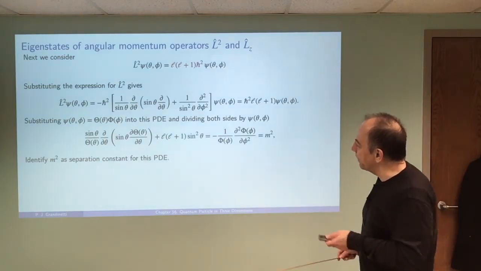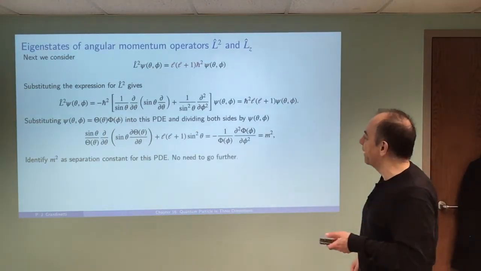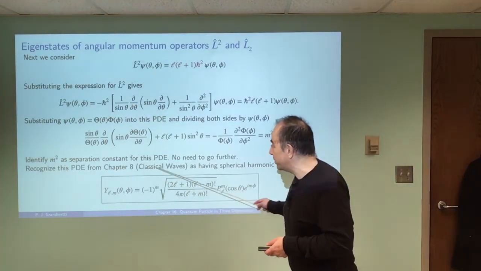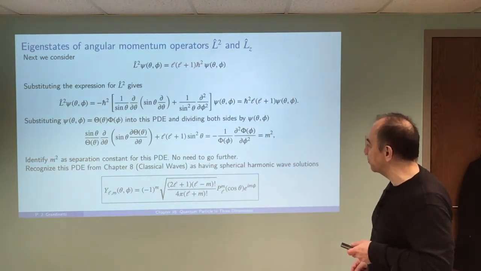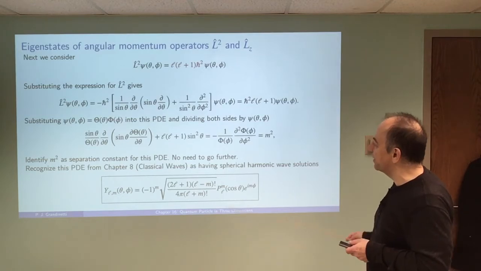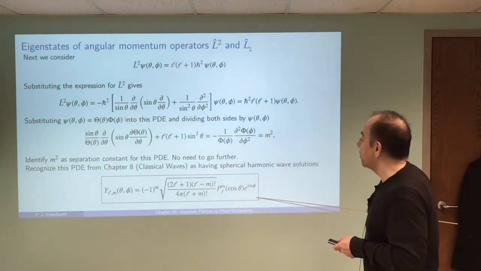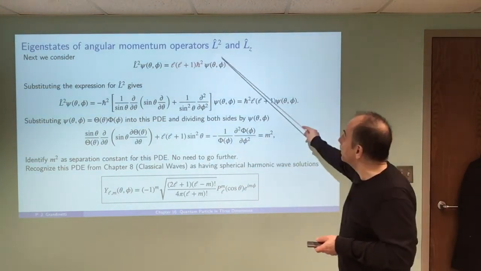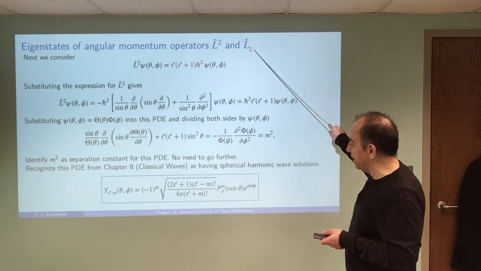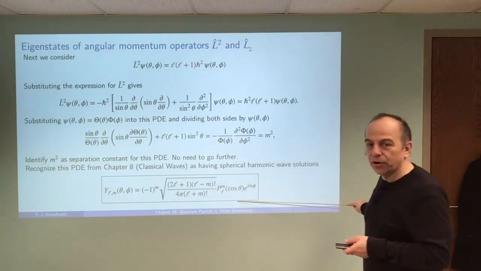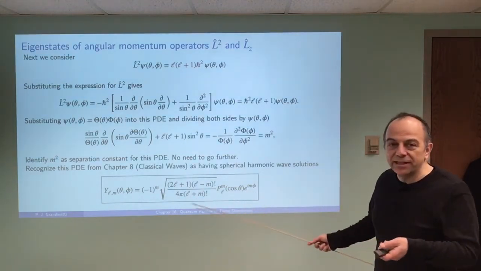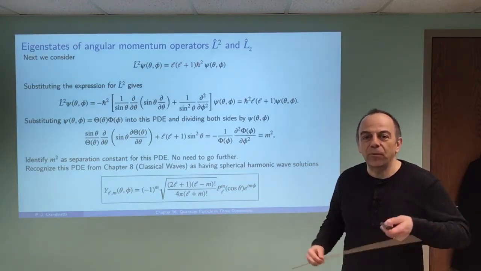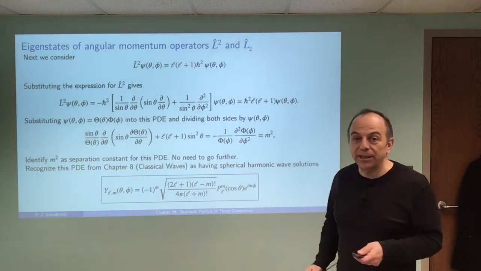At this point, you're looking at this and thinking, this looks familiar. And that's right, it does look familiar. We did this already, in the classical wave chapter. It's the exact same partial differential equation, and we saw that the solutions to this were the spherical harmonics. So we don't need to go any further. We know now that the eigenstates of the angular momentum operators L squared and Lz are simply the spherical harmonic wave functions. We've seen this before, we derived them, so we now have the answer. We know the eigenvalues and we know the eigenstates for the angular momentum operators.